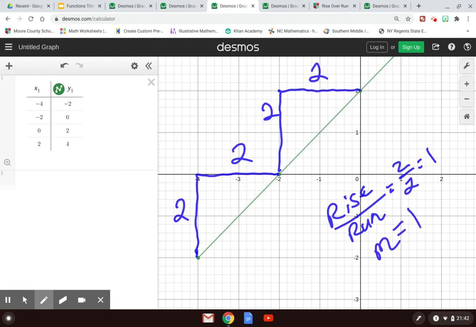All right, so as you're doing your slopes, remember slope is a ratio, it's a fraction. So you would use your normal rules of fractions, so you would reduce when possible as well.